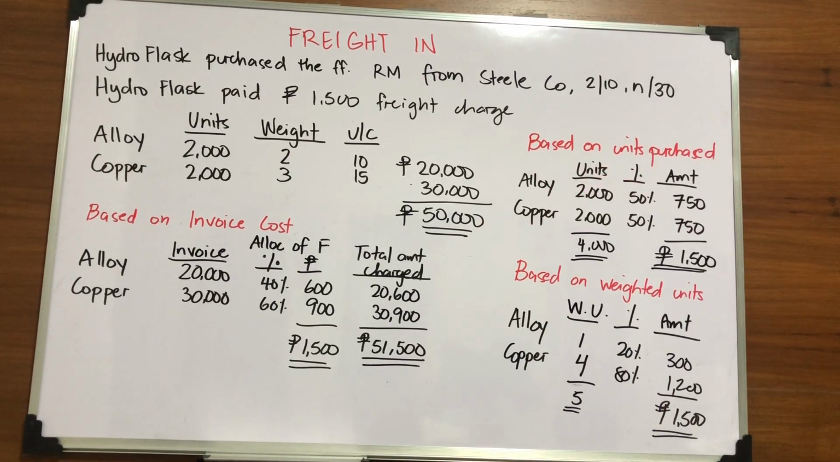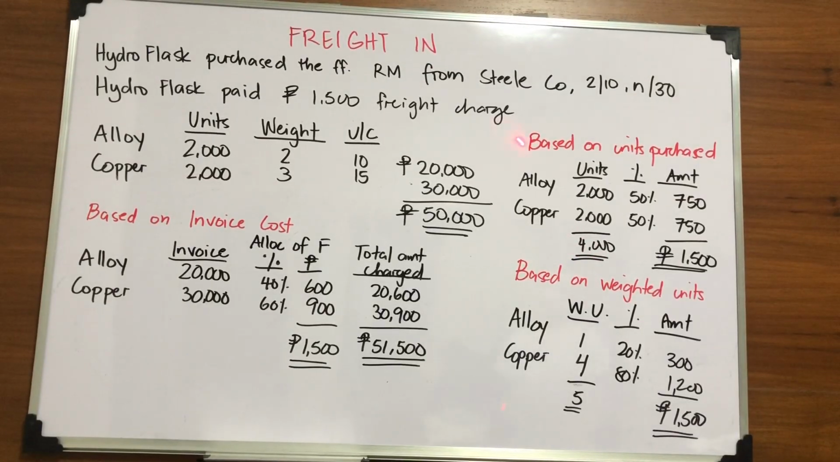So allocating via units purchased, also similar with your invoice cost, but what we have to change here is the variable, which should be the units. The problem is this one. So you have 2,000 each for each type of material. Okay, so 2,000 divided by 4,000, it should be 50. So let's split it to 50-50. So half of 1,500 freight charge would be 750.